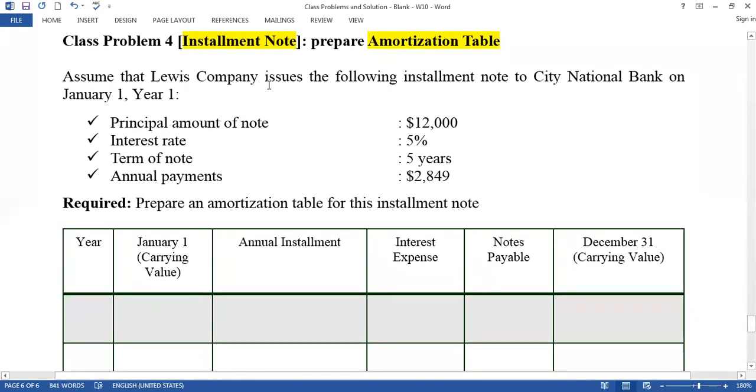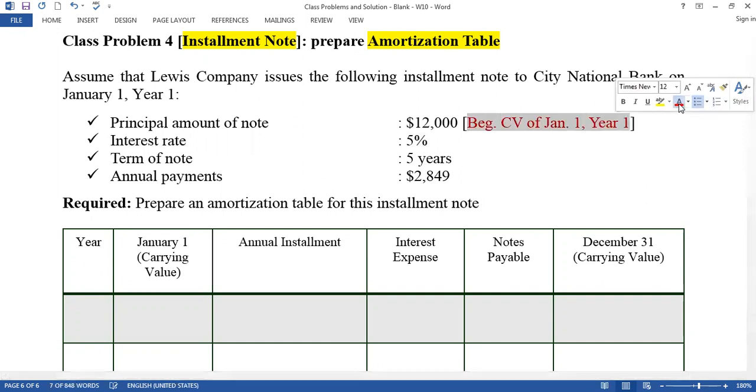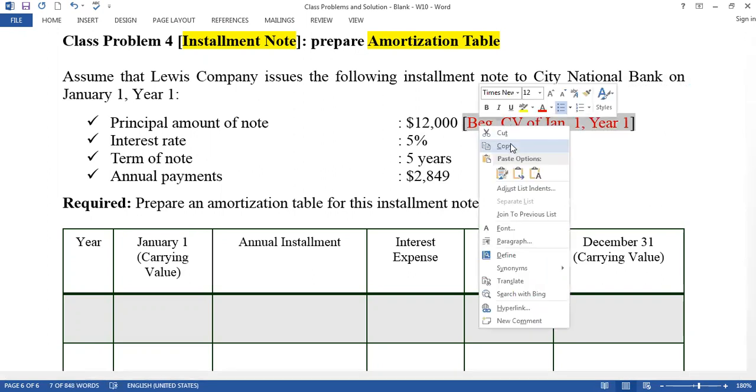Read the question. Assume that Lewis Company issued the following installment note to Citibank on January 1st, year 1. The principal amount of the note is given as $12,000. This amount is called the beginning carrying value of January 1st, year 1. And you have to remember, 5 years later, what should be the ending carrying value of December 31st, year 5?